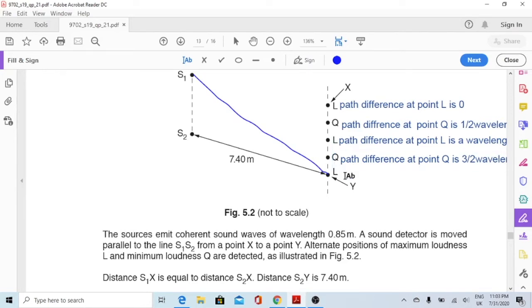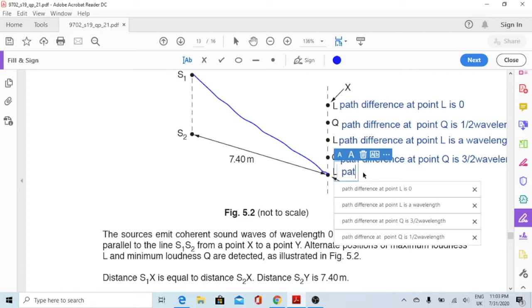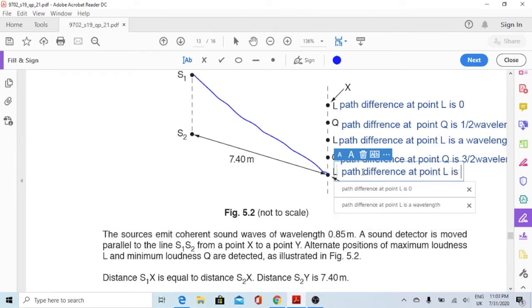And again over here, path difference at this L is 2 times the wavelength. It means a sound wave from S2 is just traveling 7.4 meters to reach point Y, but sound wave from S1 will be traveling 7.4 plus 2 times its wavelength extra. So the extra distance it is traveling is the path difference, which is 2 times its wavelength.